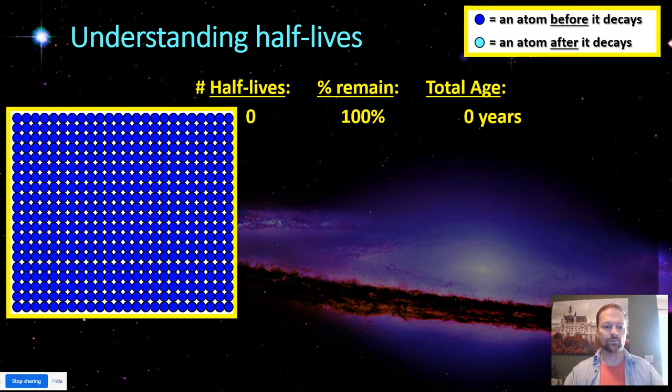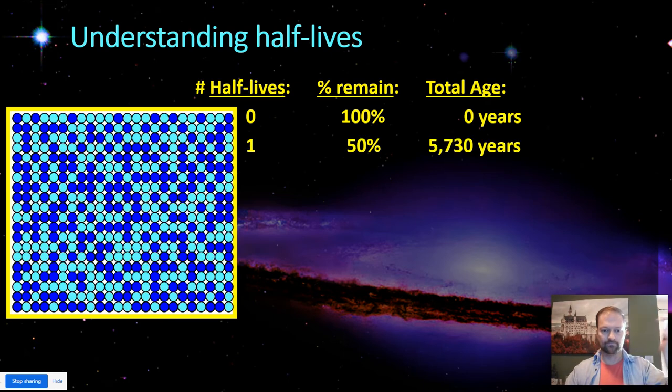All right. So I will change half of the circles here every 5,730 years. Here we go. First change. 1 half-life has gone by. Half of the carbon-14 has decayed. So this is exactly 50% of that carbon-14 sample has decayed. Half of it is still carbon-14, half of it is gone. 1 half-life, 1 period of time, 5,730 years have gone by.